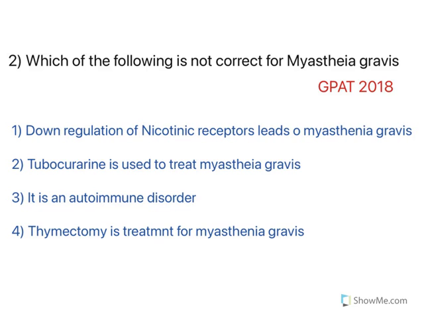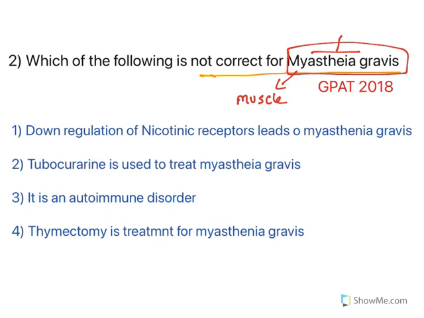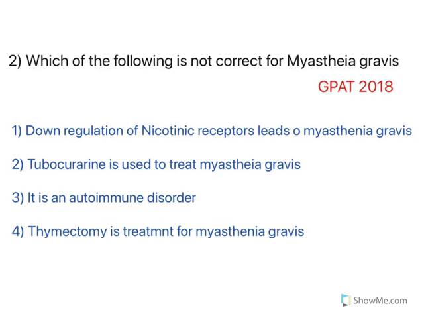See again, which of the following is not correct for myasthenia gravis? Now see, as I have explained in my previous video also, you need to understand these words. When you understand the words, you will understand the condition. Myo, what do you mean by myo? Myo means muscle. Asthenia means weakness. Now gravis means a serious condition. So what do you mean by myasthenia gravis? A serious muscle weakness condition. Simply put, a serious muscle weakness condition is myasthenia gravis. And why is it happening? Myasthenia gravis is a kind of autoimmune disorder.